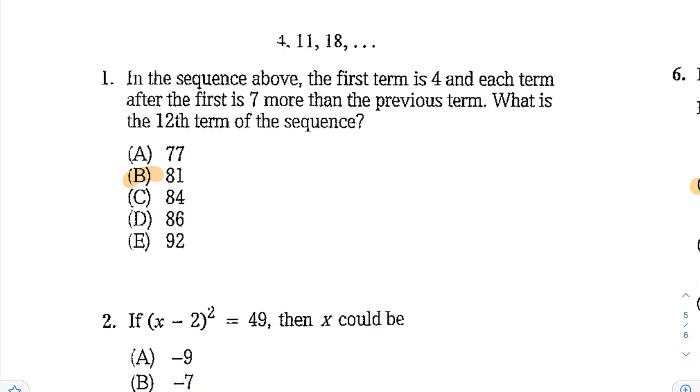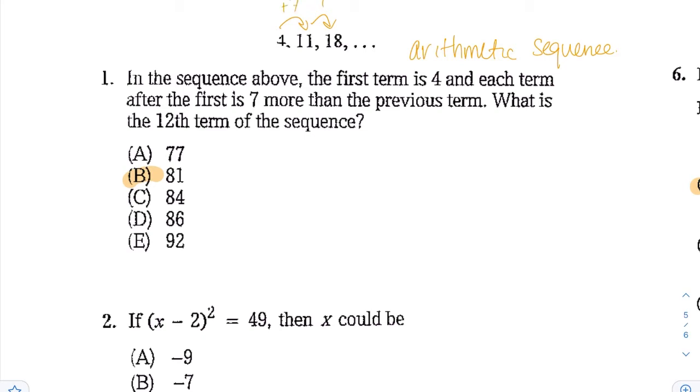All right, for question number 1, this says, in the sequence above, the first term is 4, and each term after the first is 7 more than the previous term. What is the 12th term of the sequence? So here we have what's called an arithmetic sequence. An arithmetic sequence is one in which you keep adding a constant to get to the next term.